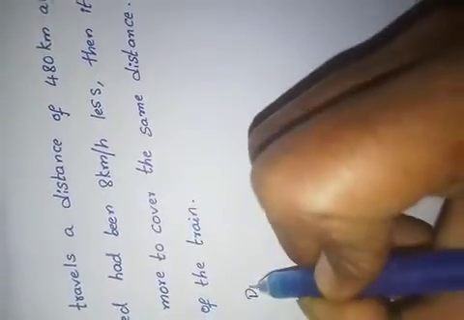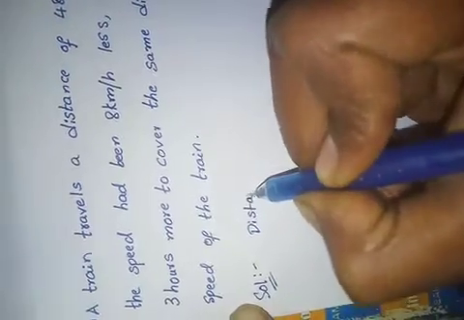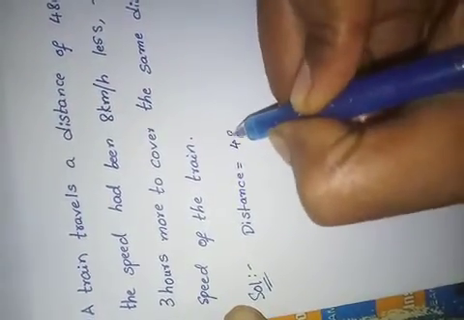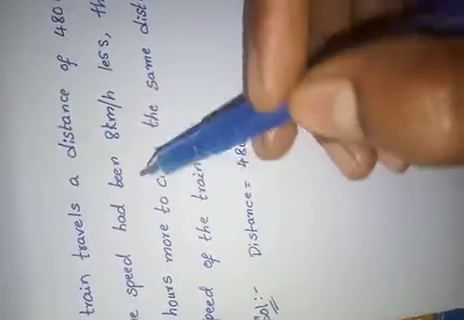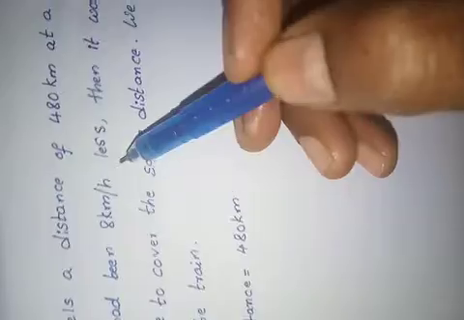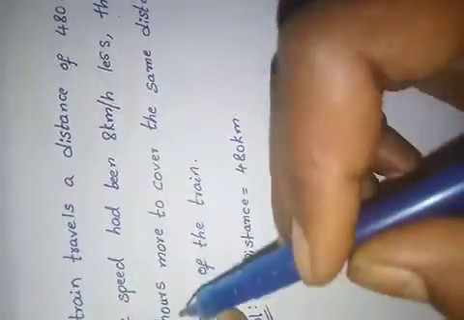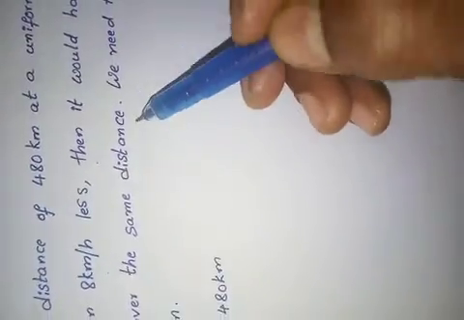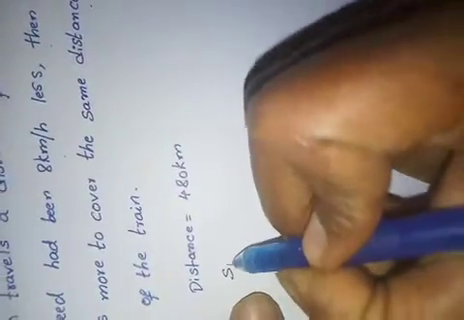What is the question? See here. A train travels a distance of 480 kilometers at a uniform speed. What have they given? Distance equals 480 kilometers at a uniform speed. If the speed had been 8 kilometers per hour less, then it would have taken 3 hours more to cover the same distance. I don't know the speed of the train, no?